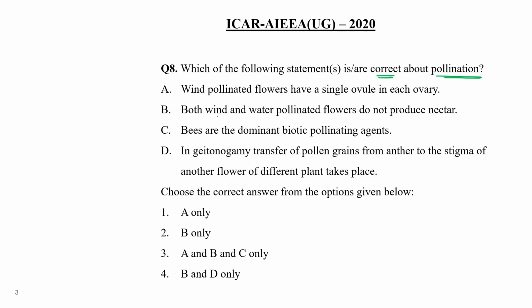Second, both wind and water pollinated flowers do not produce nectar. They don't need to produce nectar. Bees are the dominant biotic pollinating agent. In geitonogamy, transfer of pollen grains from anther to the stigma of another flower of a different plant takes place.